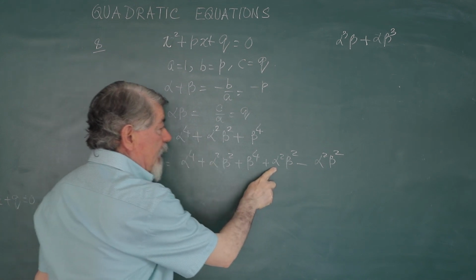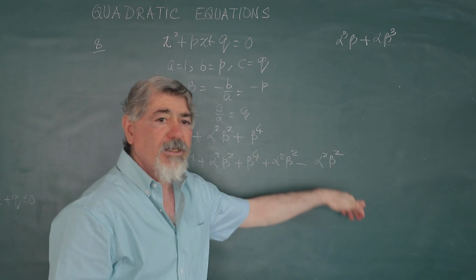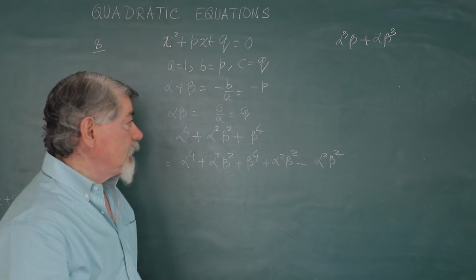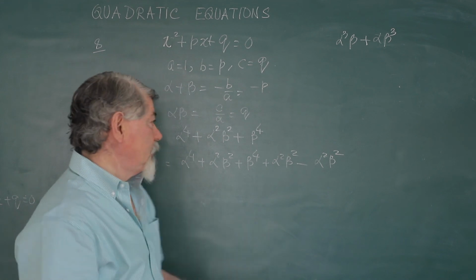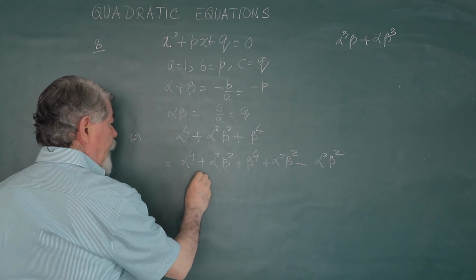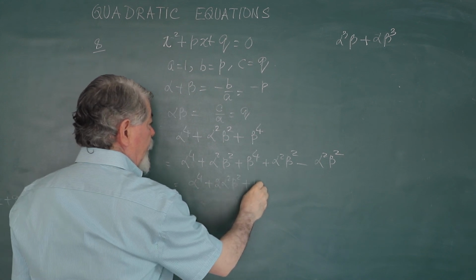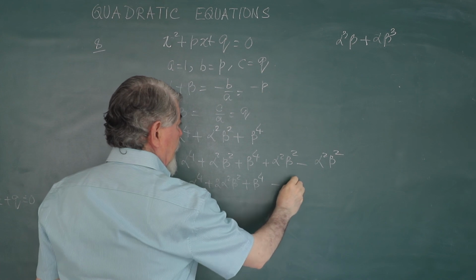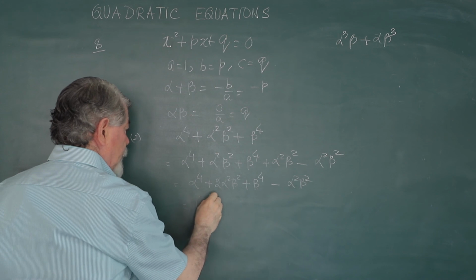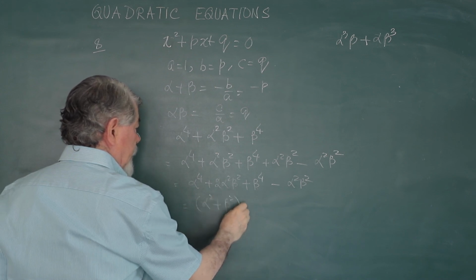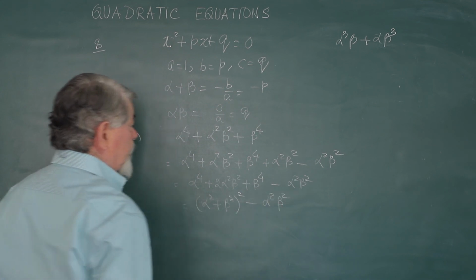So what I'll do is I'll add alpha square beta square. But I cannot just add it. So I will subtract also alpha square beta square so that I am adding 0 to the equation. I'm not basically adding anything. So now it will become alpha 4 plus 2 alpha square beta square plus beta 4 minus alpha square beta square. This will become alpha square plus beta square whole square minus alpha square beta square.